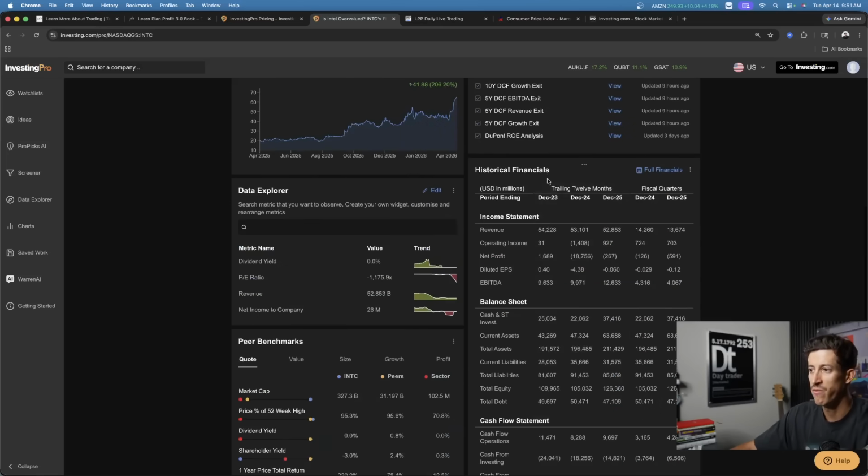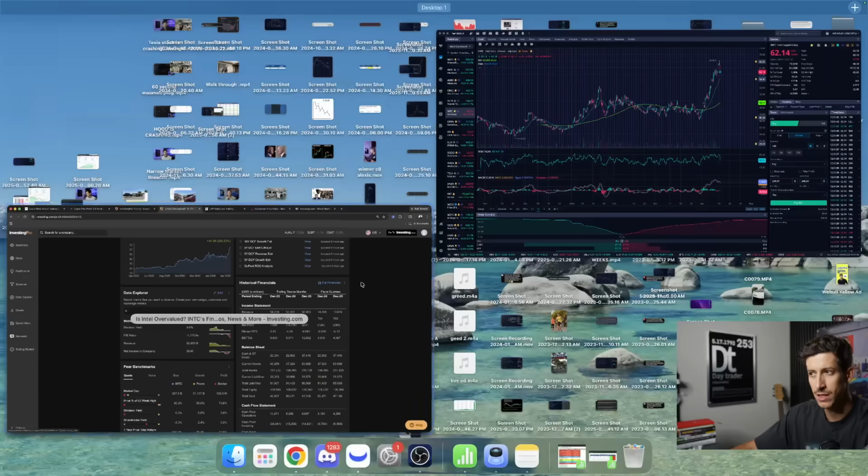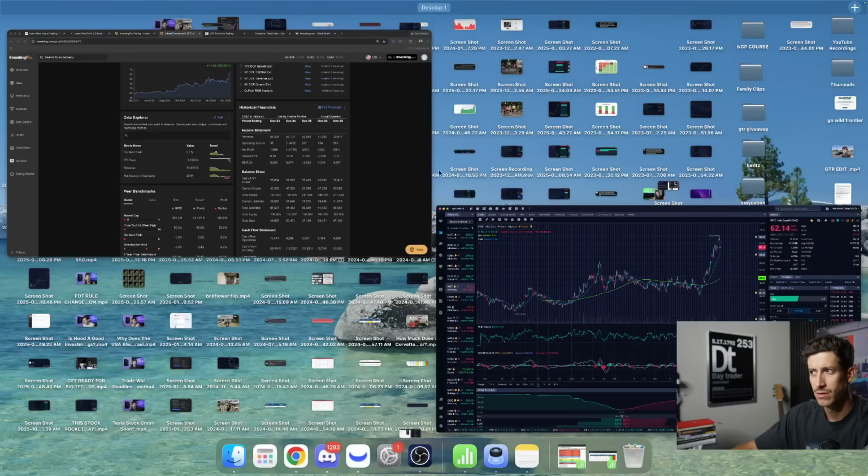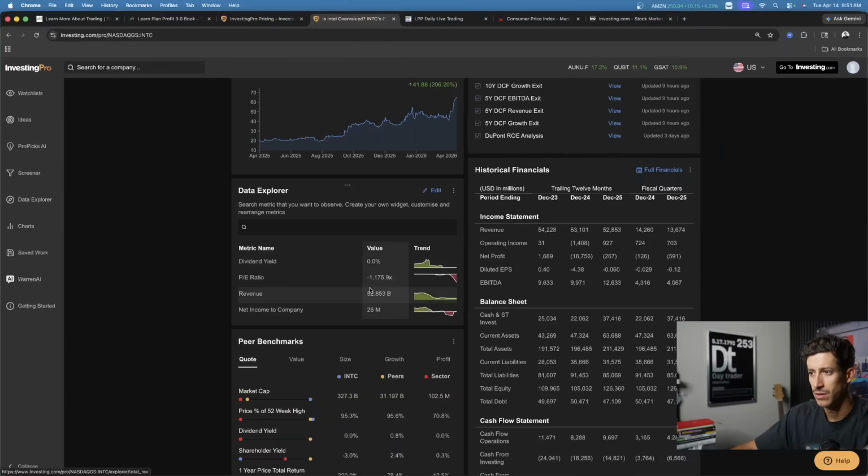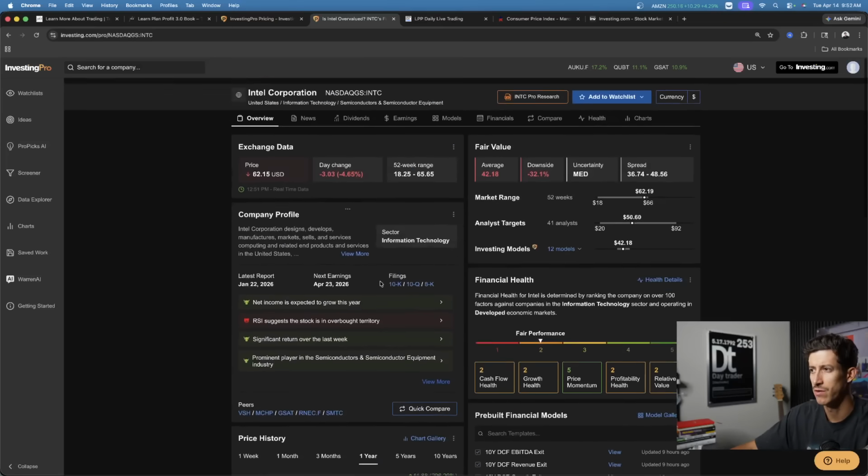Okay, one of my favorite features, the first one, is Data Explorer. What's this? Oh my, what do you mean negative 1,175 P/E ratio? What do you mean? But this company's thriving. Wait. It's a company that makes $52 billion in revenue, but only makes $26 million in net income? Something seems off here. How can it have a negative P/E ratio and be so off, right?